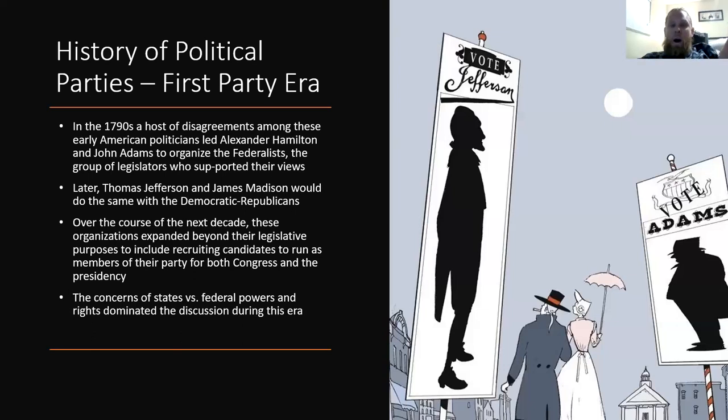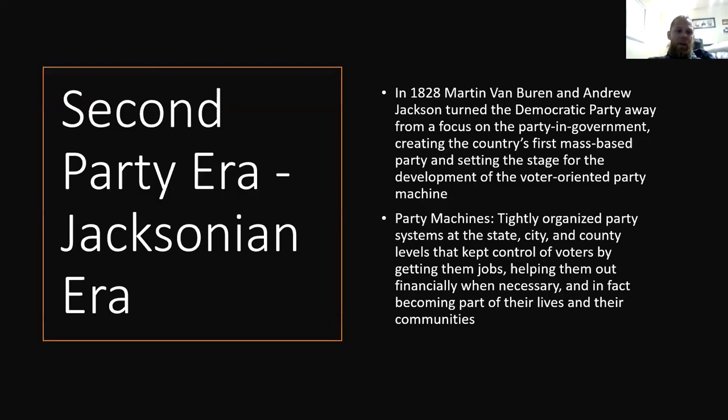That said, he was in practice a Federalist. He was very much a federal government promoter, supporter, and obviously as president, he wanted to exercise those powers. So the concerns of the states versus federal powers and the rights dominated the discussion of this era. Should the federal government be more in power, hence Federalists? Should the states have greater power, hence anti-Federalists? So that's the first party era.